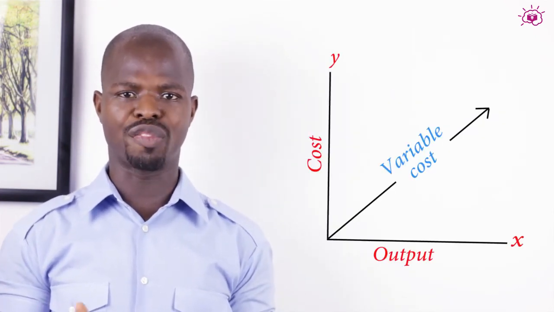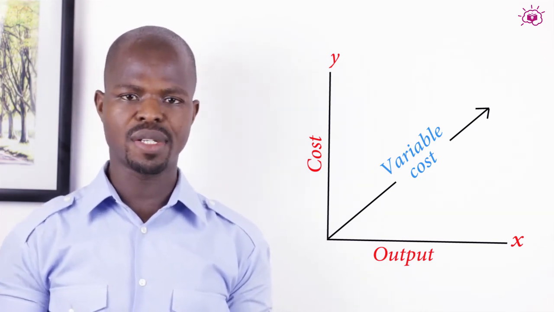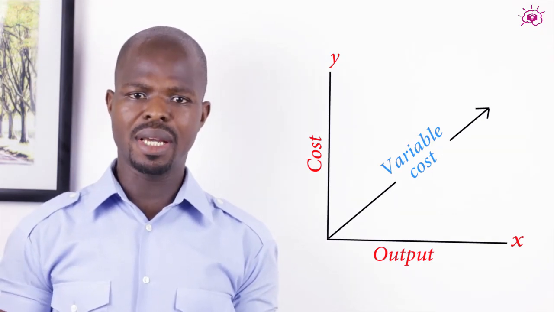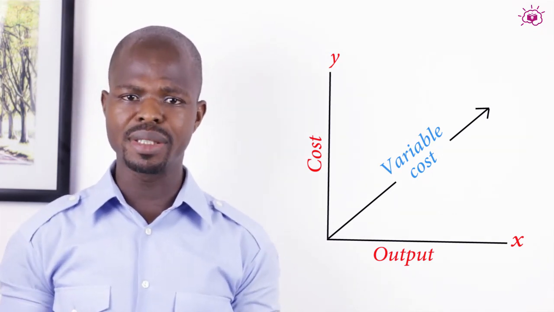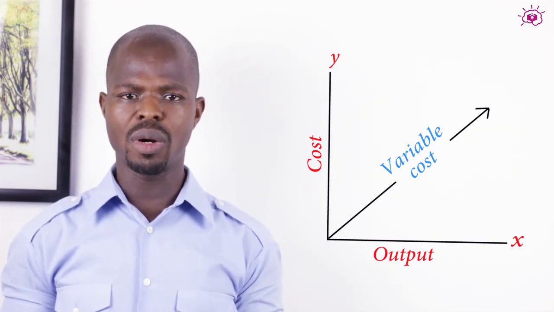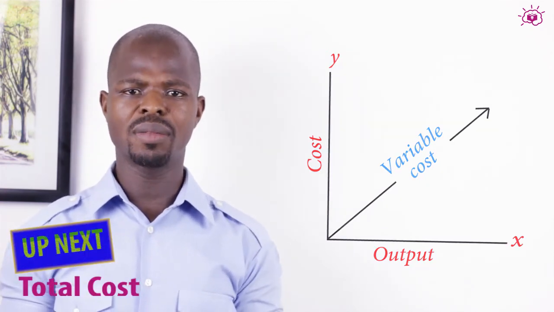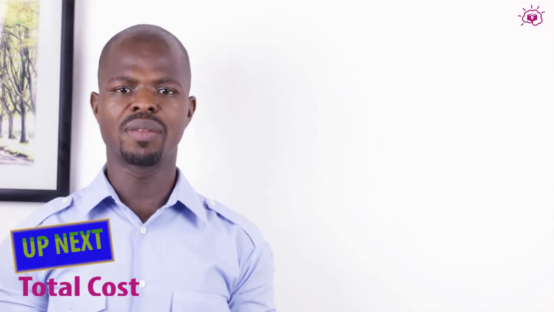Now, as you can see on the graph, your variable cost curve slopes upwards from the origin, from left to right, indicating that as your output level increases or as your production increases, the cost on variable items also increases. For example, the more workers you hire, the more wages and salaries you pay. The more power or electricity you consume, the more you are going to spend on electricity bills, and so on and so forth.